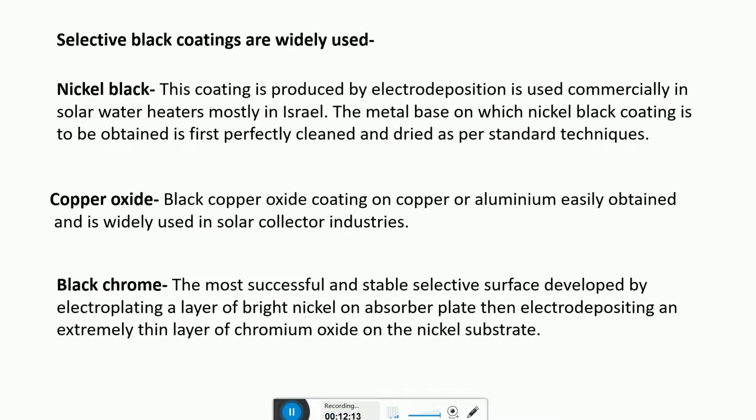Then the third one is black chrome, the most successful and stable selective surface developed. It is made by electroplating a layer of bright nickel on the absorber plate, then electrodepositing an extremely thin layer of chromium oxide, or black chrome, on the nickel substrate. Nickel oxide coatings also have been used, but they are less resistant to damage from moisture. Coatings of copper oxide on bright copper and nickel have similar properties.